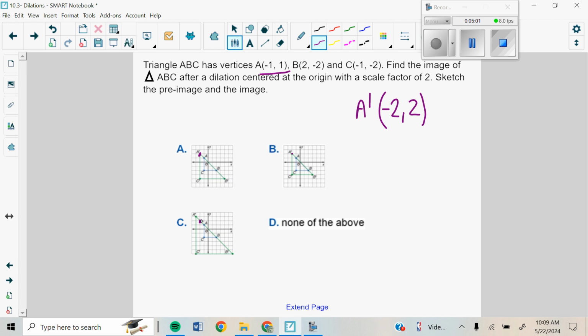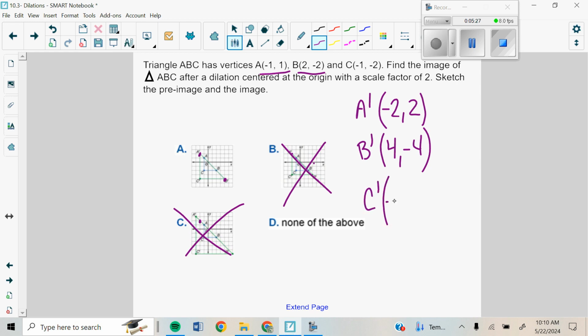-2, 2. So automatically you can say it's not C. All right, B prime. We are going to take 2 and negative 2. We're going to times both by 2, so we get 4, negative 4. So we're going to go over 1, 2, 3, 4, and down 1, 2, 3, 4. Awesome. Here we're going to go 1, 2, 3, 4, down 1, 2, 3, 4. So this one is out. So it's either A or it's none of the above. So let's go ahead and do C prime. So we get negative 2, negative 4. So negative 2 and 1, 2, 3, 4. Awesome. So it is A. A is our answer here.